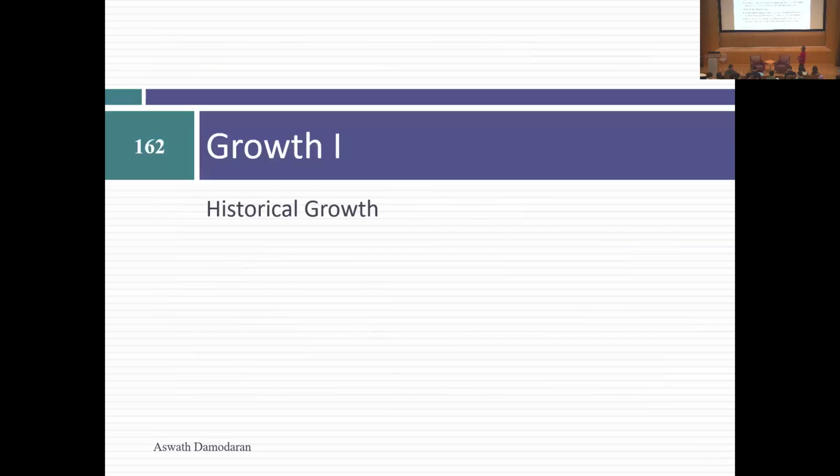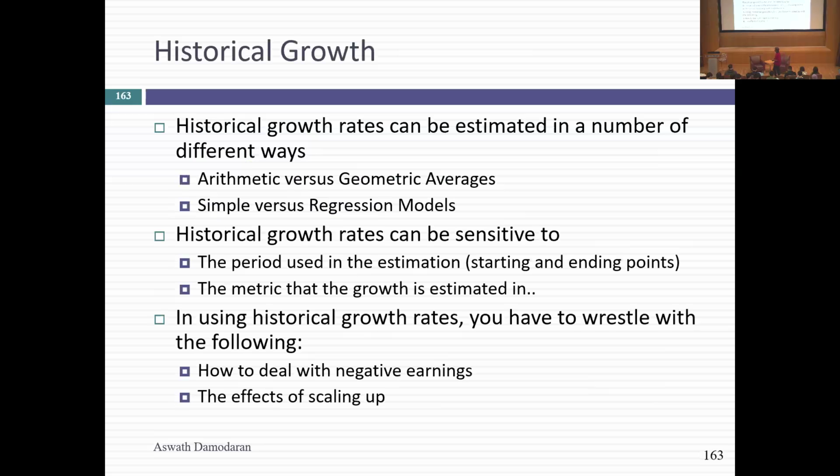So let's start with historical growth. We think historical growth is a fact, right? So when I say, what's your growth in earnings over the last 5 years? I haven't told you operating income or net income or earnings per share. Already you can see different metrics can give you different growth rates. Different time periods can give you different growth rates. So when we talk about historical growth, we have to ask the question, how was it estimated?